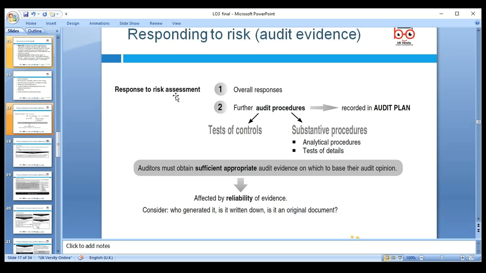It is affected by the reliability of the evidence. Consider who generated it. Is it written down? Is it an original document?